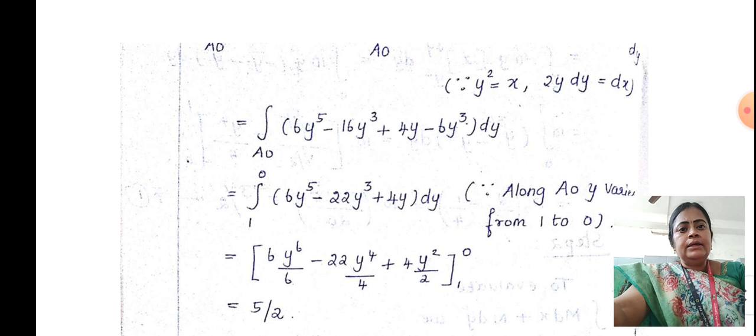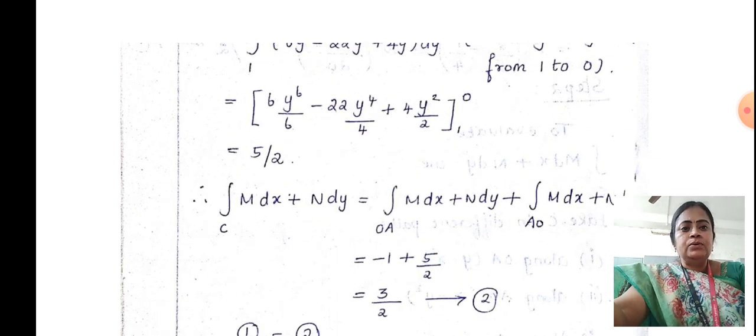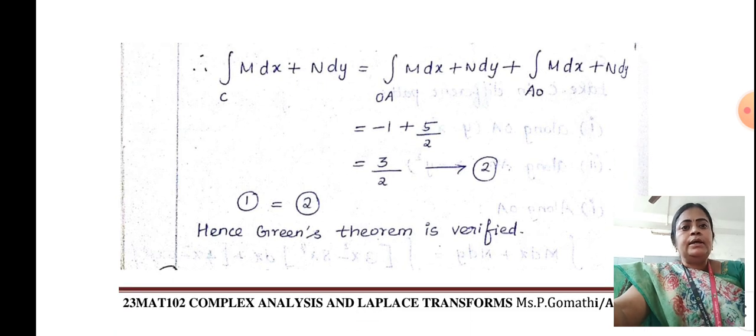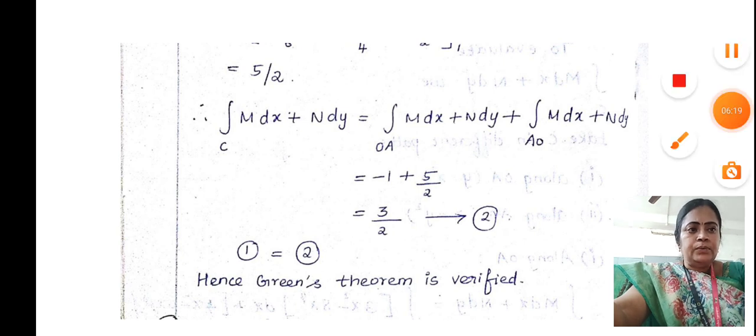Here the limit is from 1 to 0, because it revolves in the anticlockwise direction. So the integral from 1 to 0 of (6y power 5 minus 22y cube plus 4y) dy. When you integrate and solve, you get the answer to be 5 by 2. Now add both integrals, OA and AO: minus 1 plus 5 by 2 is equal to 3 by 2. Hence the left hand side and right hand side have the same value, 3 by 2. Hence Green's theorem is verified. Hope you all understand. Thank you.